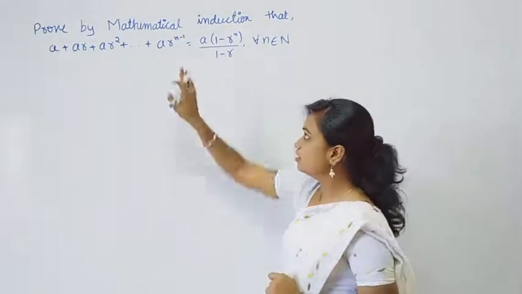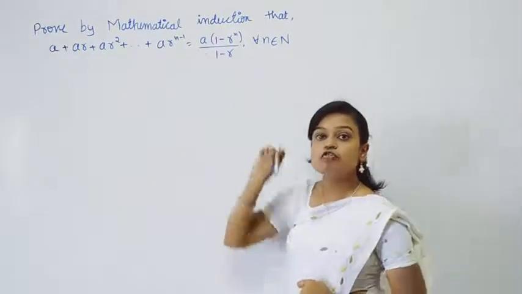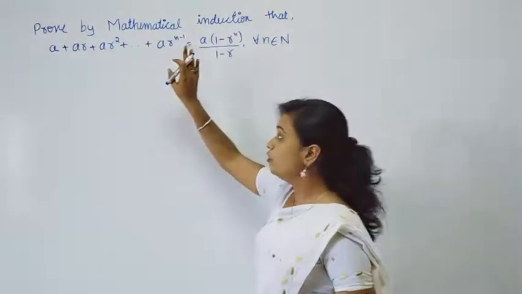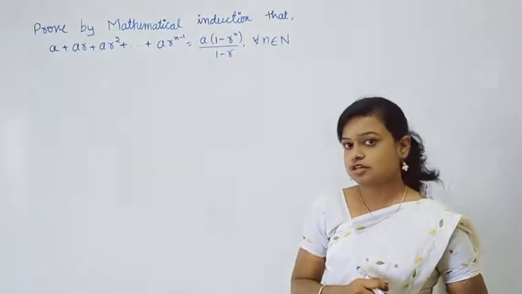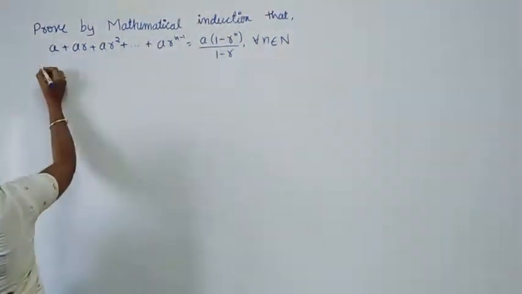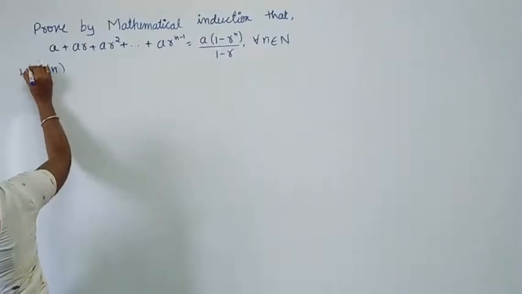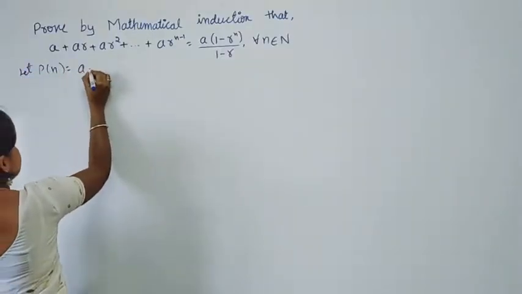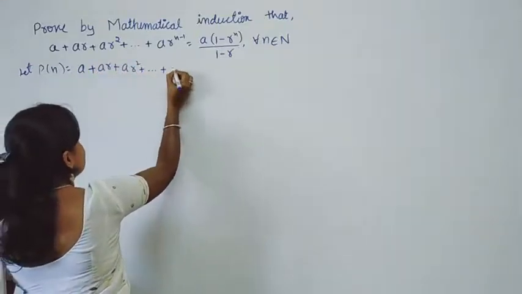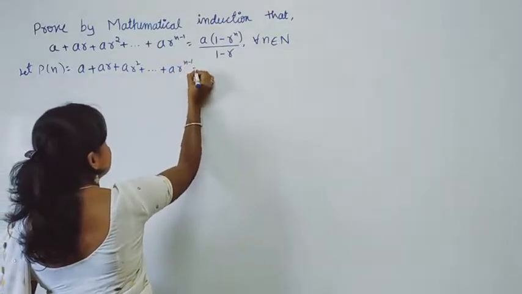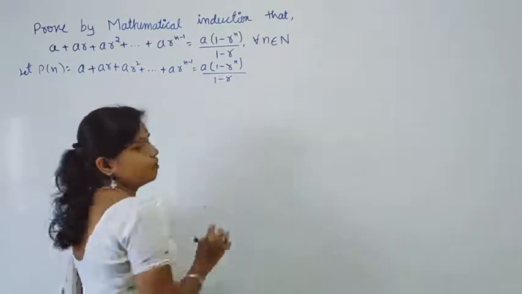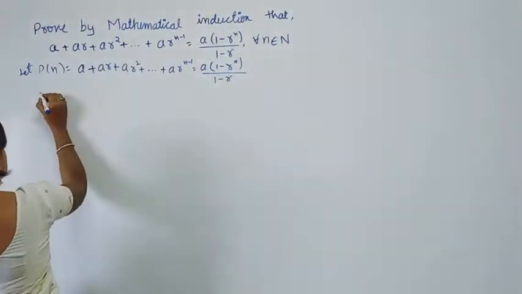So observe this. This is the formula to find the sum of n terms of a geometric series, right? So we prove this formula by mathematical induction. First of all, take this statement as P(n). Let P(n) be: a + ar + ar² + ... + ar^(n-1) = a(1 - r^n)/(1 - r). So next, step 1.